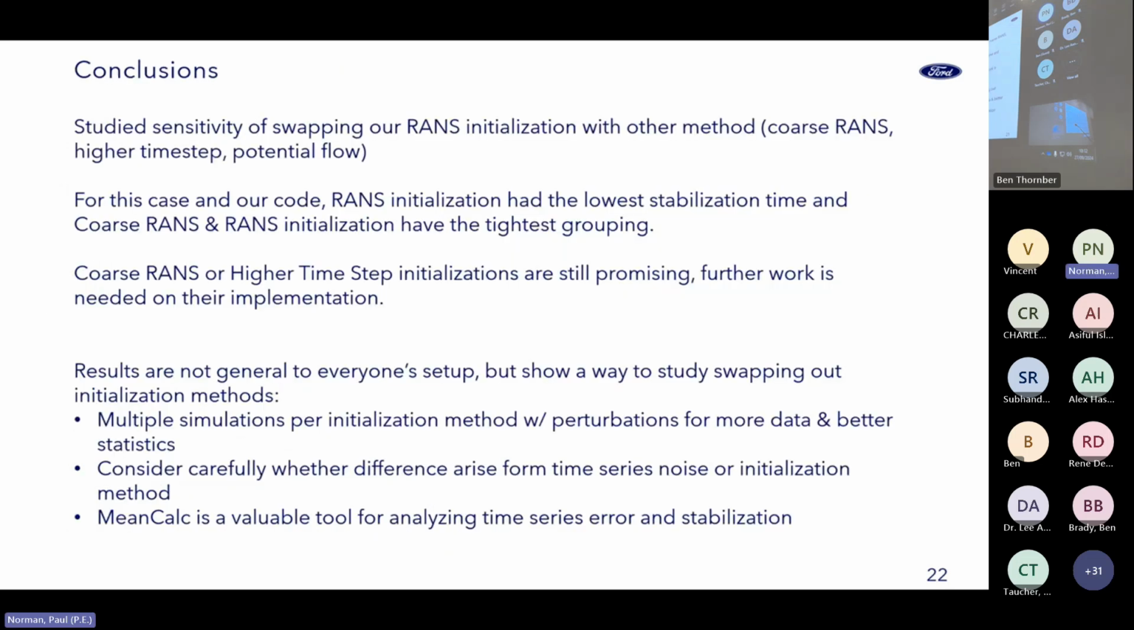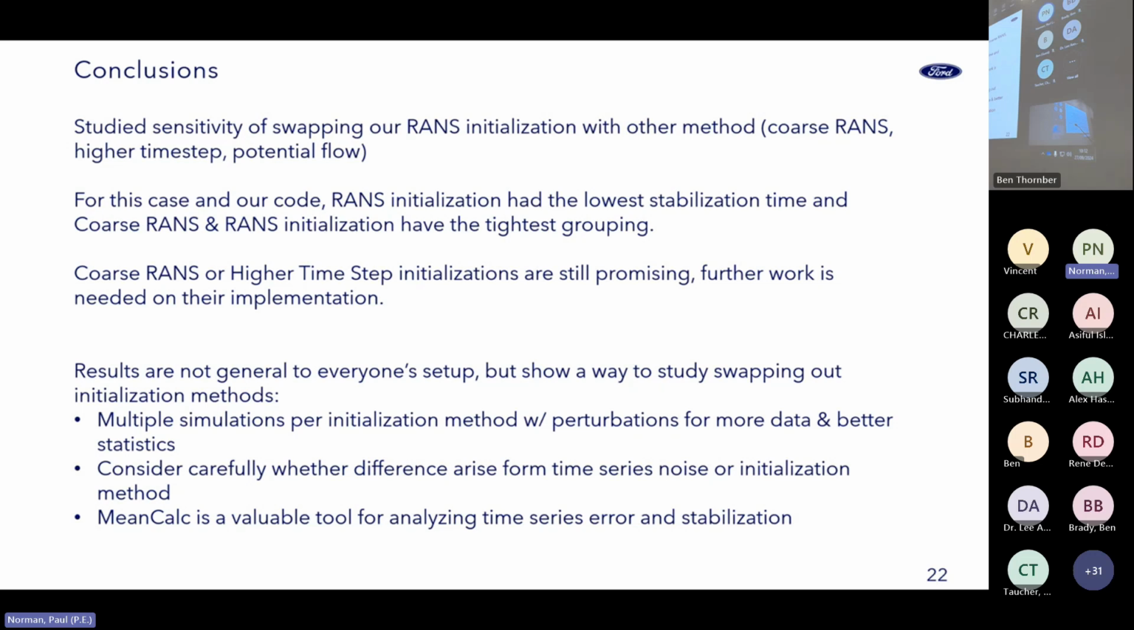So the conclusions of the study are: we studied the sensitivity of swapping out the RANS initialization with other methods: coarse RANS, high time step, and potential flow. For this case in our code, the RANS initialization definitely had the lowest stabilization time, and then coarse RANS and RANS had the tightest grouping. That's not to say coarse RANS and high time step initializations are wrong or anything. I think they're used in practice in many places and they work fine. But in this case, I would say further work is needed on their implementation.